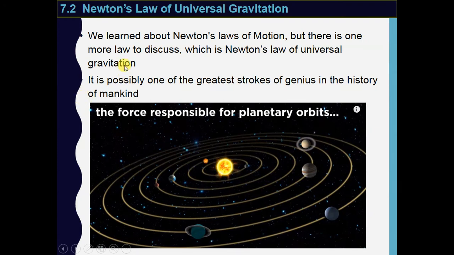First, as I said, we learned about Newton's laws of motion, but there is one more law to discuss, which is Newton's law of universal gravitation. It's possibly, girls, one of the greatest strokes of genius in the history of mankind. Okay, so we know that all the planets, as you can see here, move in orbit around the sun. Okay, in a specific orbit around the sun. So what keeps them in orbit around the sun?